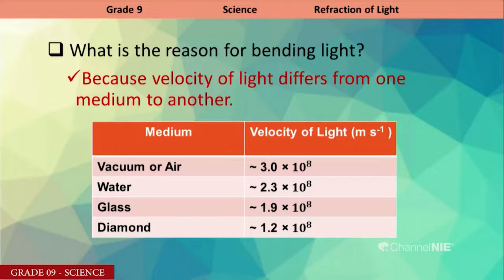So, this table shows you the speed of light in different media. In vacuum or air, the speed of light is 3 into 10 to the power 8, and in water it is 2.3 into 10 to the power 8. Speed of light varies from one medium to another. You can see it clearly from this table. When the medium changes, speed of light is also changing. Because of that, light when entering from one medium to another bends or gets refracted.